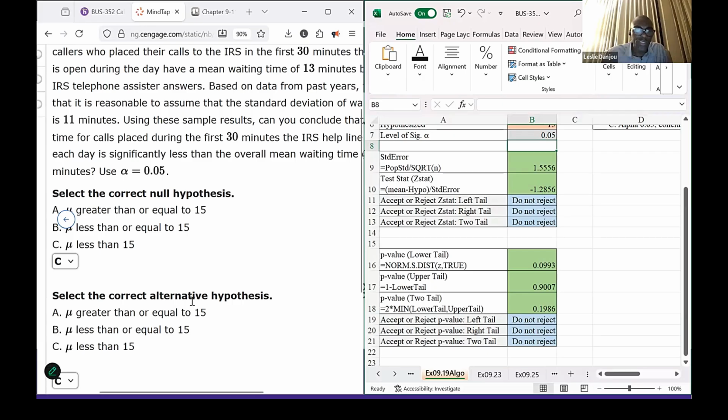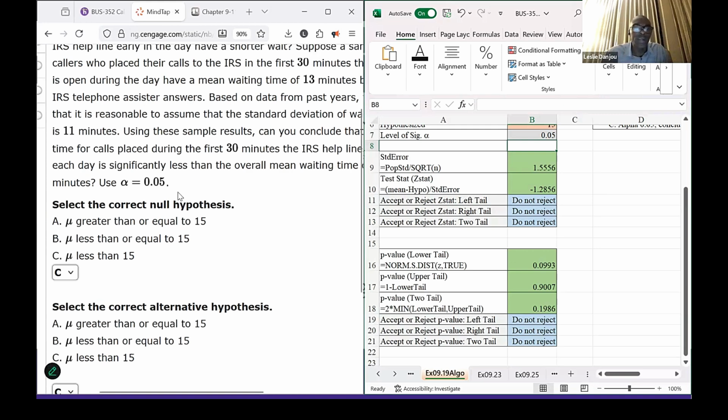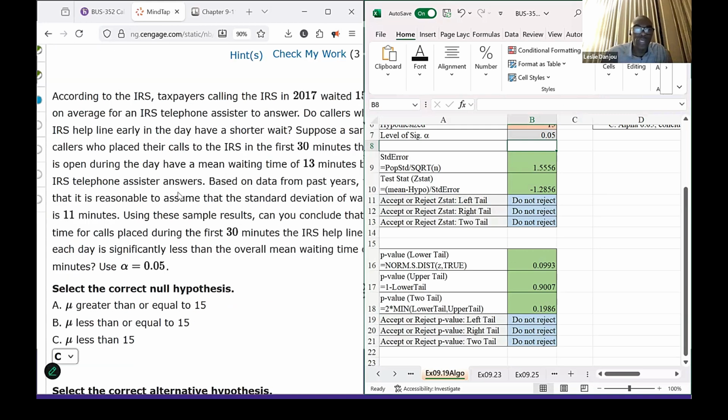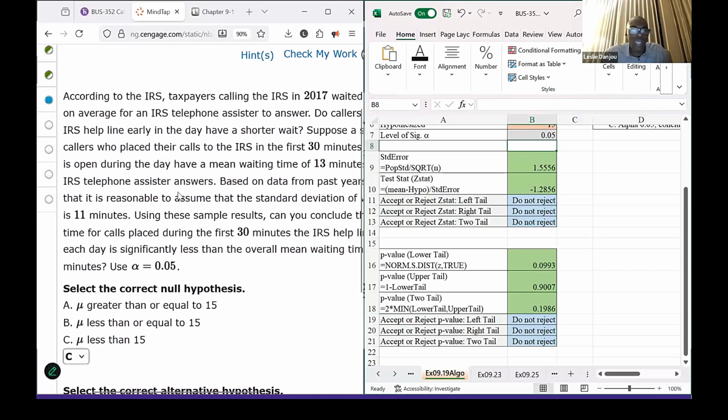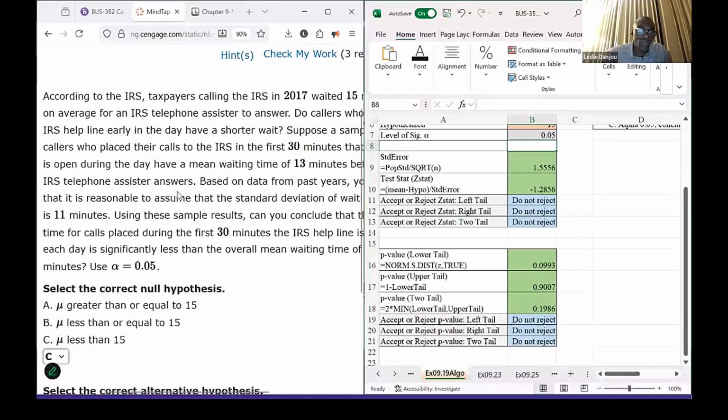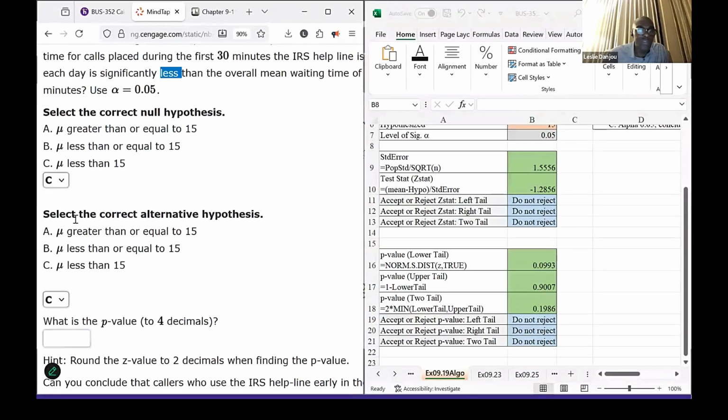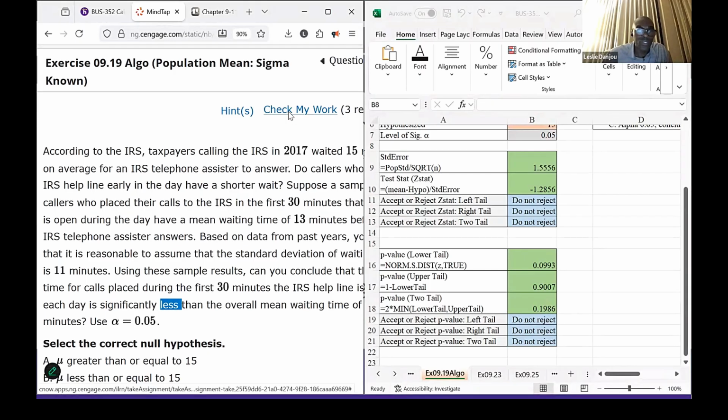So I will scroll down in this guy right here. Select the correct null hypothesis. As you guys are reading this, do you see anything less than? Do you see anything greater than? Right off the bat, I see less than right here. So in my alternative, I would say that the mu is less than. And once again, I would check my work just to make sure.